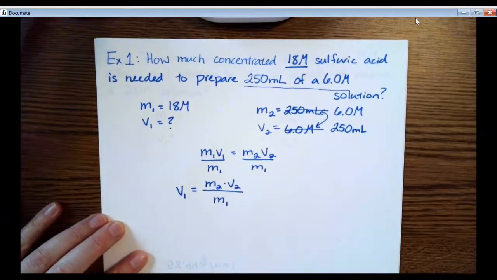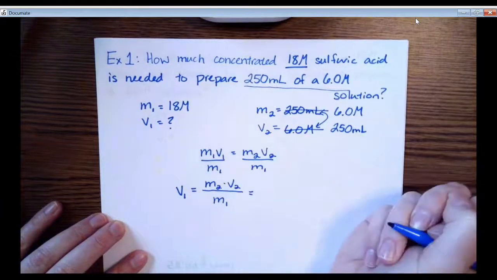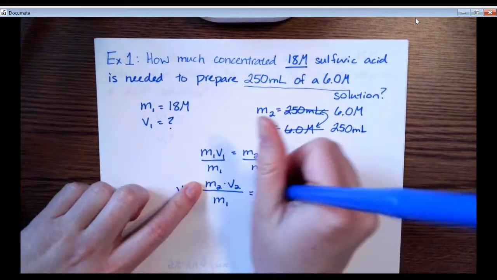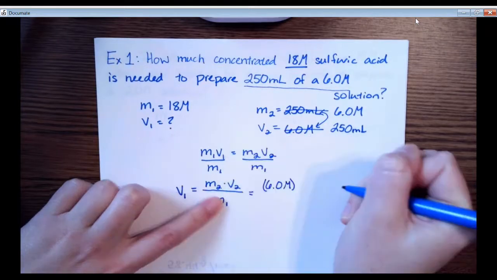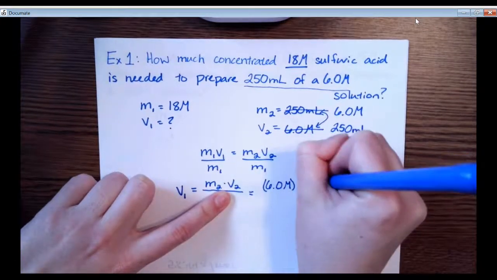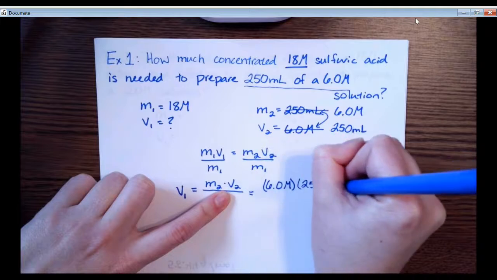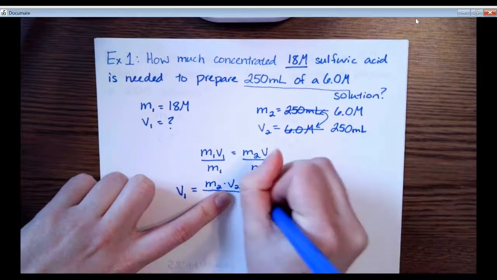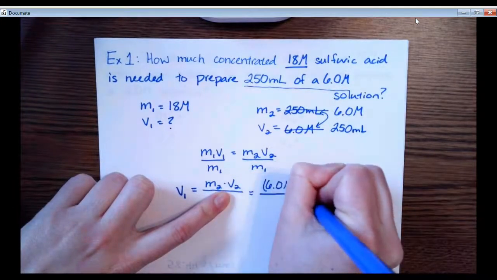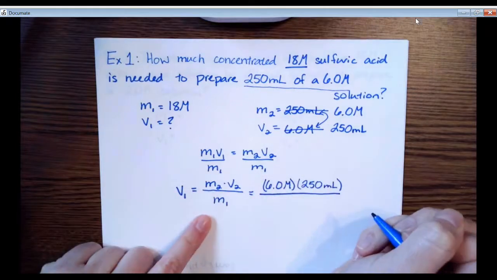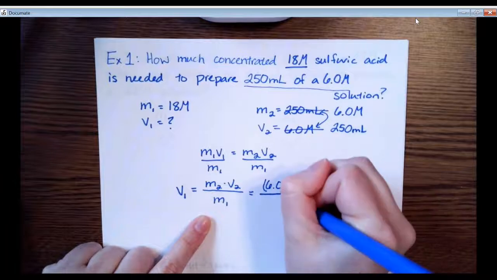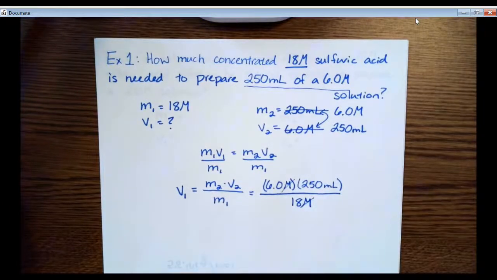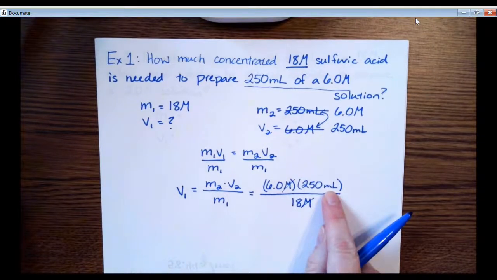So all that we have to do is now plug in our values. Our molarity of our final solution is 6.0 molar. The volume of our final solution is 250 milliliters. Again, it's okay to be in milliliters for dilutions. It's not molarity where we have to be in liters. And then my initial molarity is 18 molar. And you'll notice 2 units will cancel out. In this case, it's my molarity, which leaves me with my milliliters for my unit of my final answer.